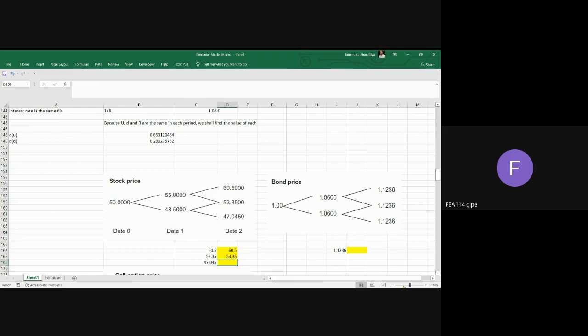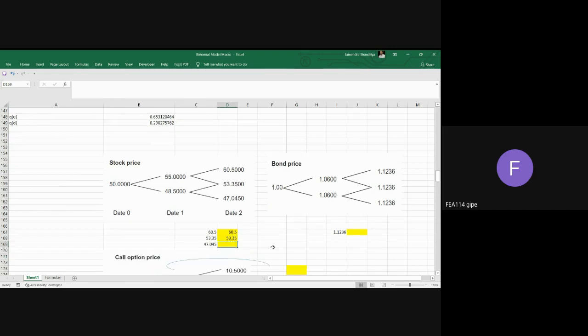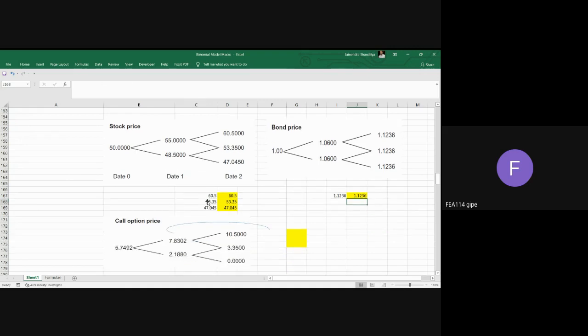47.045, this can also be done in a different way. If I assume that it goes down and it goes up, the same thing. How do we get this price, 47.045? This price is 50 into 0.97 into 0.97, because this is only possible if the stock goes down and down. So 47.045. How did we get 1.1236? This is just the square of 1.06, so 1.06 into 1.06 becomes 1.1236.